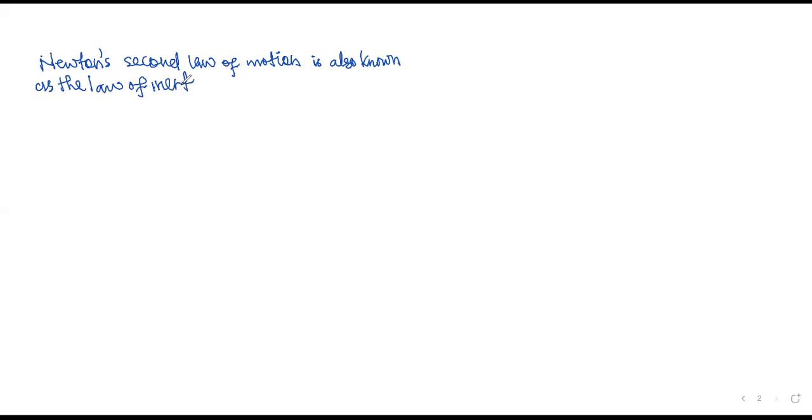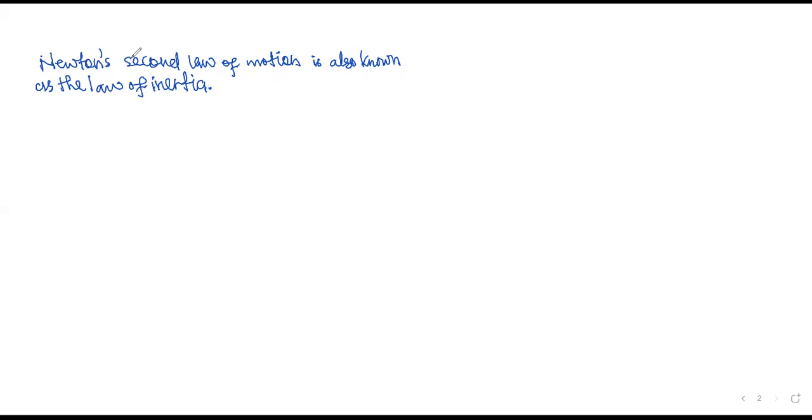You see, the first law and then the second law are related, so much related. The first law simply says that a body will be stationary or will be in motion at a constant velocity unless an external force acts on a body. That's the first law.